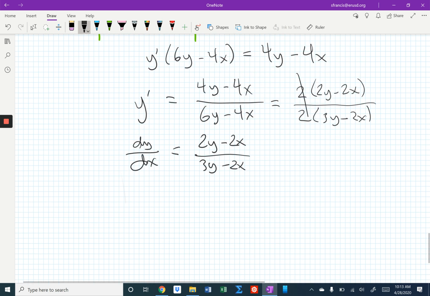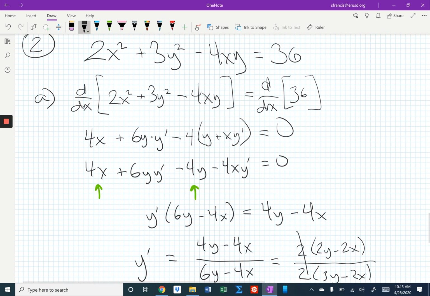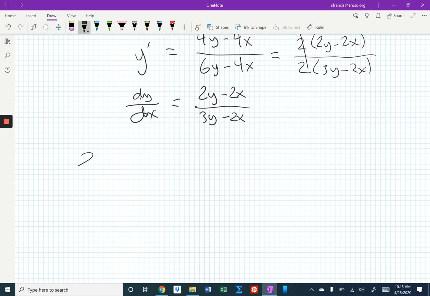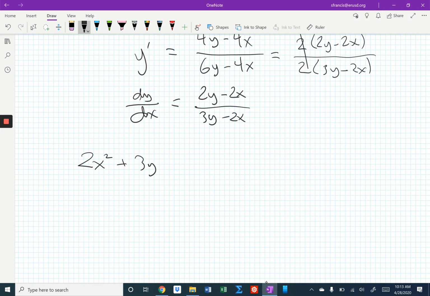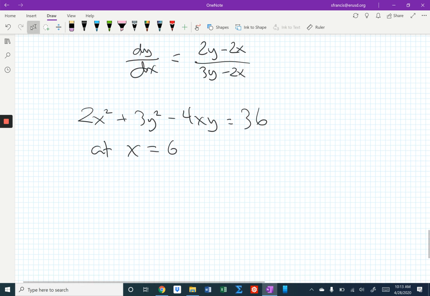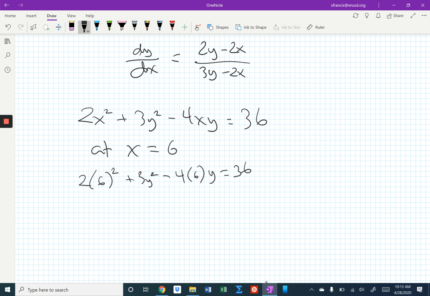Well, this goes back to the original equation, way up there. I have to figure out from that equation, 2x squared, plus 3y squared minus 4xy is equal to 36. I'm going to plug in x equals 6 here and figure out the y values that go with it, and then I'll plug in 6 for x and the y values I get, and we'll go from there. So 2 times 6 squared plus 3y squared minus 4 times 6 times y is equal to 36. So this is 72 minus 3y squared minus 24y is equal to 36.